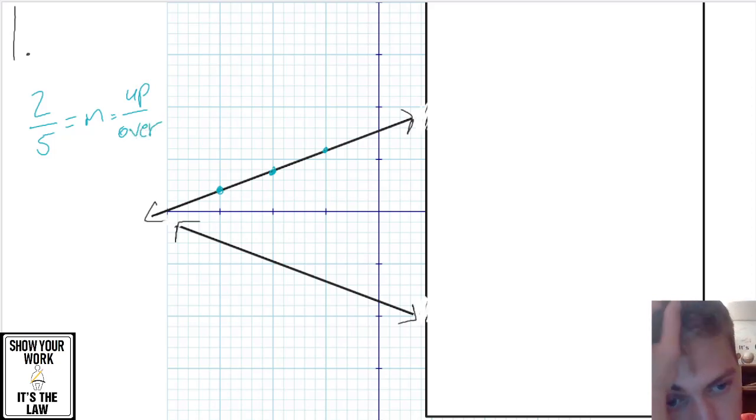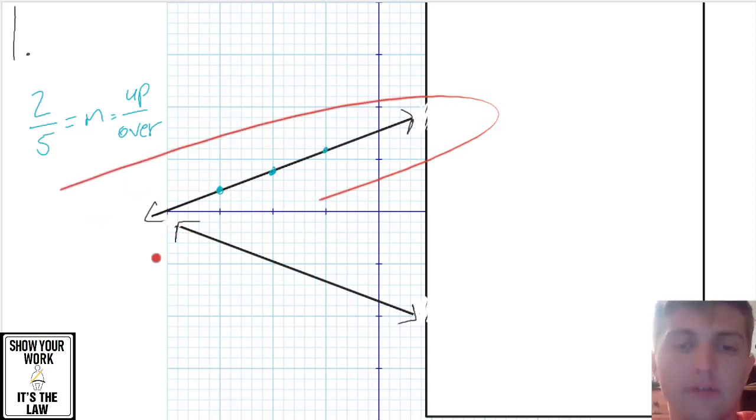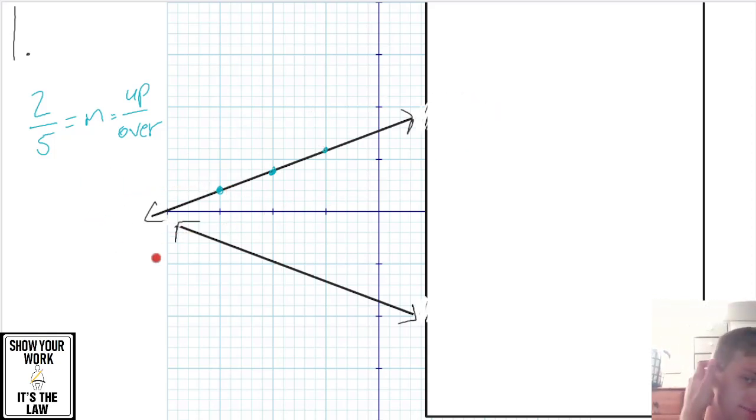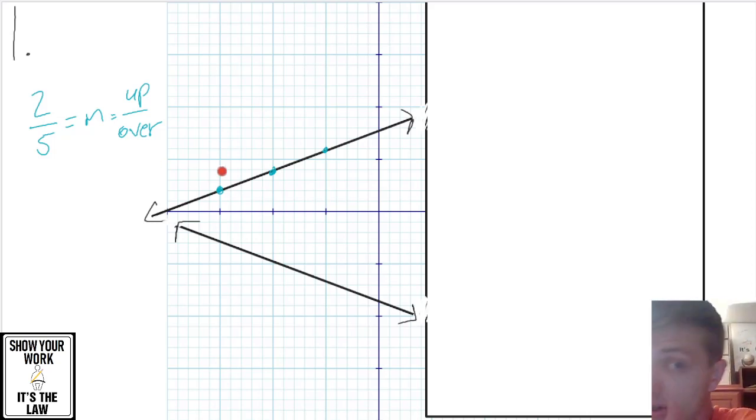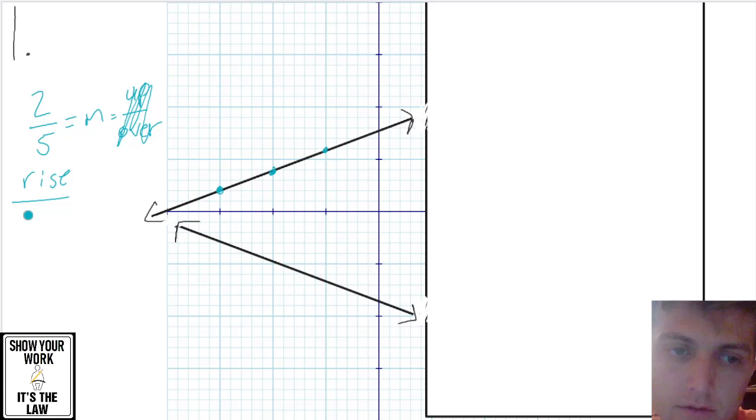So we can do that again. We can start here and say, how do we get from this point to this point? We go up 1, 2, we go over 1, 2, 3, 4, 5. So it's going to be the same thing everywhere on our equation, or on our line. It's going to be the same slope everywhere. So we call this up. We actually call this rise over run. So rise over run. So then we have a slope of 2 over 5 in this case.